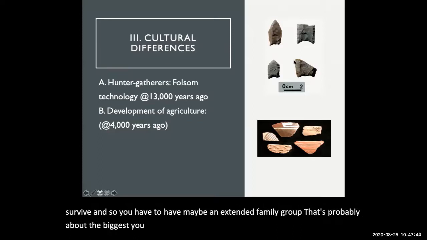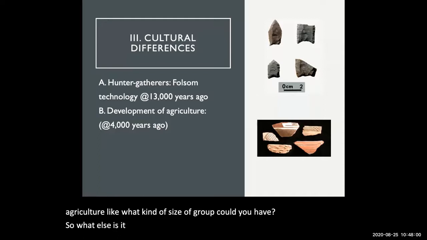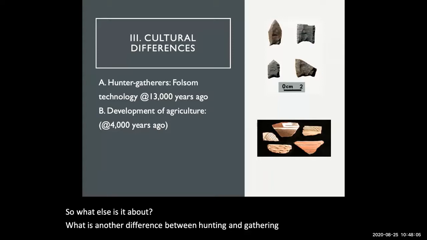What is possible when you have agriculture? What kind of a size of group could you have? You can have a much bigger society. Mm-hmm. Yeah. So what else is it about? What is another difference between hunting and gathering versus agriculture? Nomadic versus settling down. Excellent.